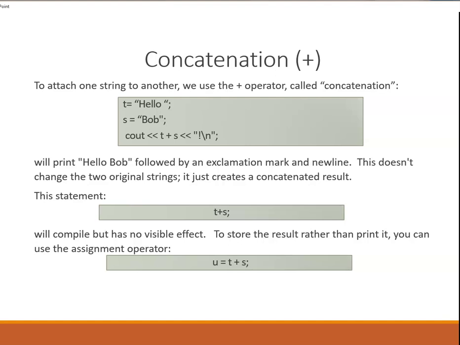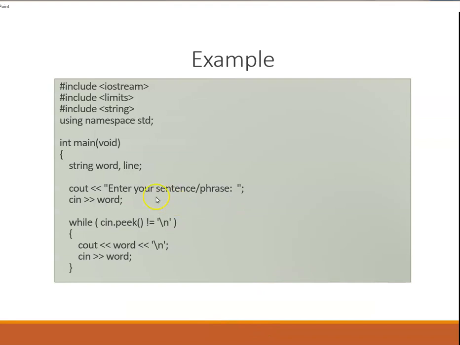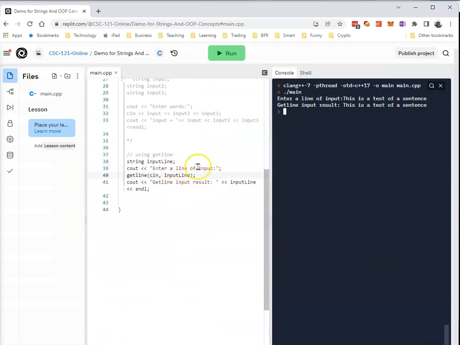Now, we could do this as a statement, T plus S semicolon, but it won't do anything. To store the result rather than print it, you assign it to another variable. And it can still be printed just like a normal variable. So let's take this example. And here we'll do what we did before. And we'll comment this out.